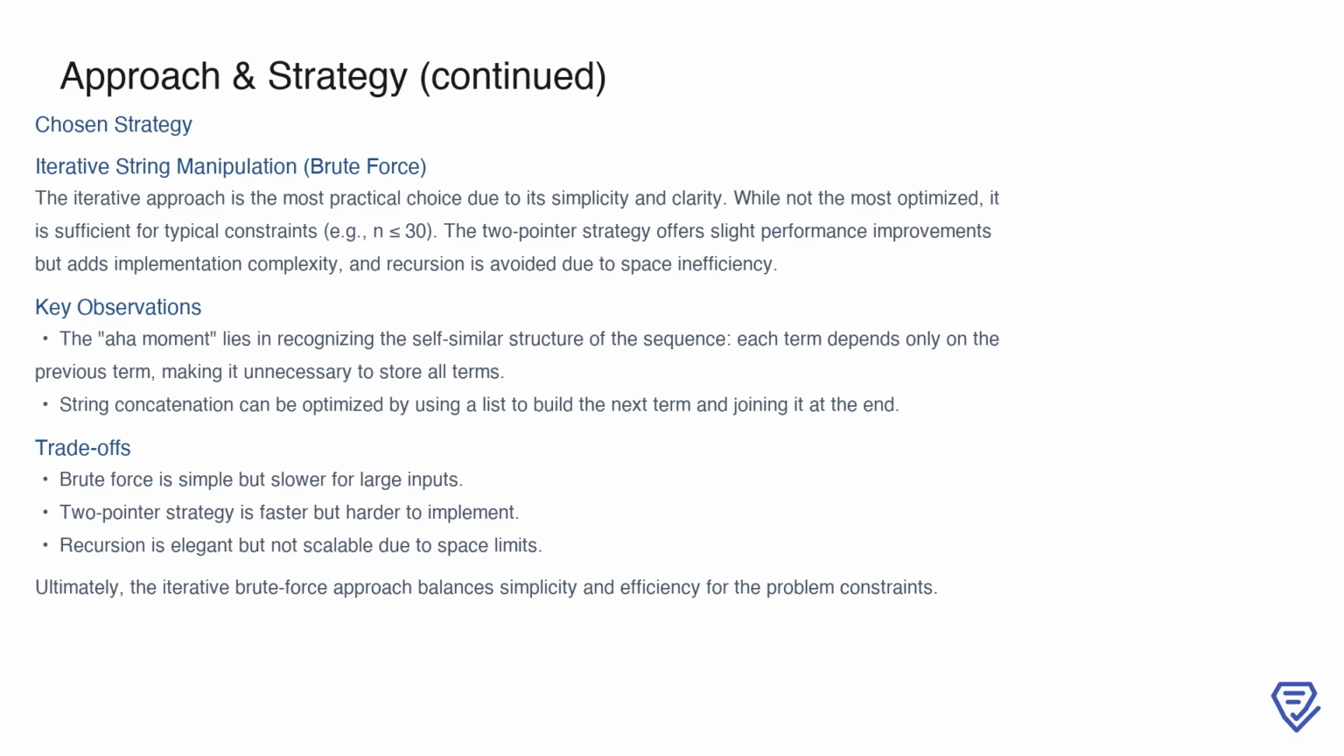One key observation that simplifies the iterative approach is recognizing the self-similar structure of the sequence. Each term depends only on the previous one. This means there is no need to store all the intermediate terms, just the current and previous terms are sufficient. To optimize string concatenation further, we can use a list to build the next term and join it into a string at the end, which is more efficient than repeatedly appending to strings. While the brute force method may be slower for large inputs, it strikes a balance between simplicity and efficiency for the given problem constraints, making it the preferred strategy.